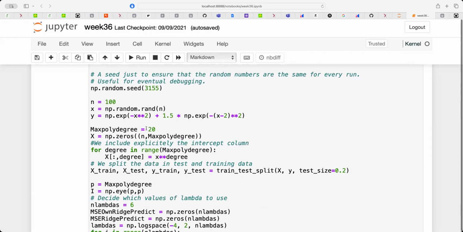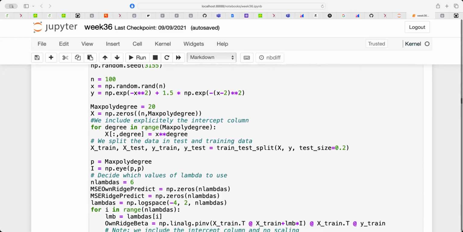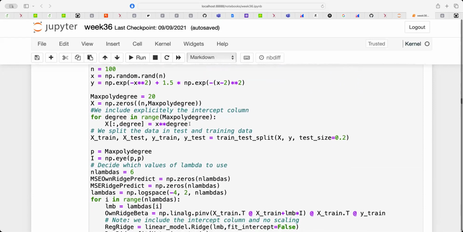So I'm fitting a polynomial up to degree 20 in this case. You can now see I have a function where I'm setting up the polynomial degree. And here I include the intercept column explicitly, as you can see here. So this function which you see here is something which will also be relevant when you do project 1, except that then we are going to have a two-dimensional function. So you will have to have x and y as well.